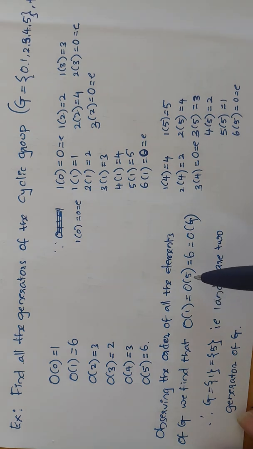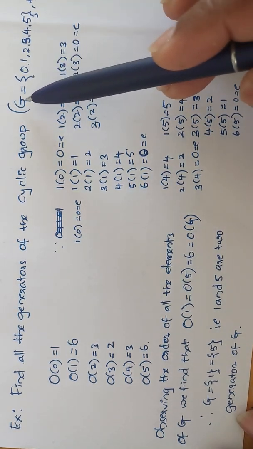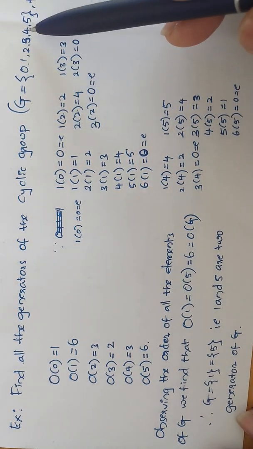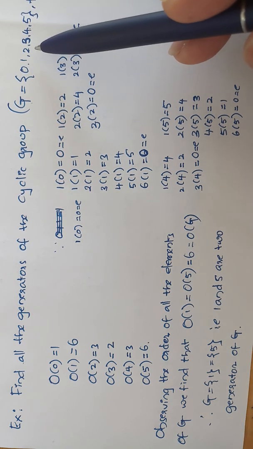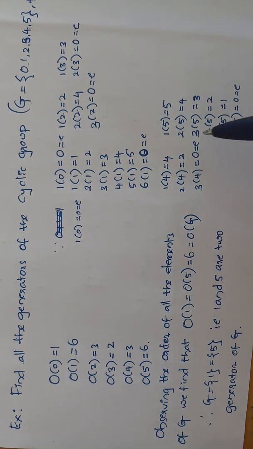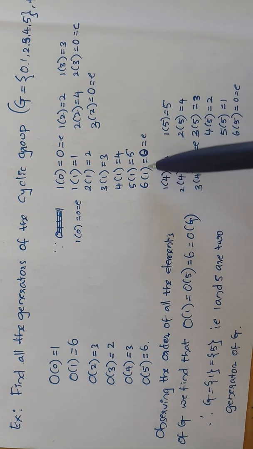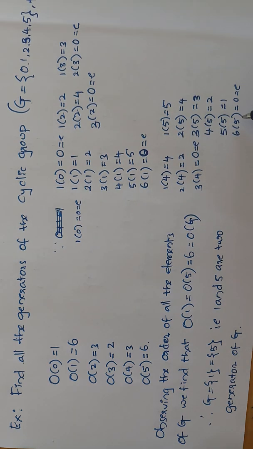The order of 1 and the order of 5 are 6, and that is the order of Z. The order of this group is 6. If you add 5 six times, you also get 0. Therefore the order of the group and the order of the generator element are one and the same. So 1 and 5 are the generators of Z. Next, another example.